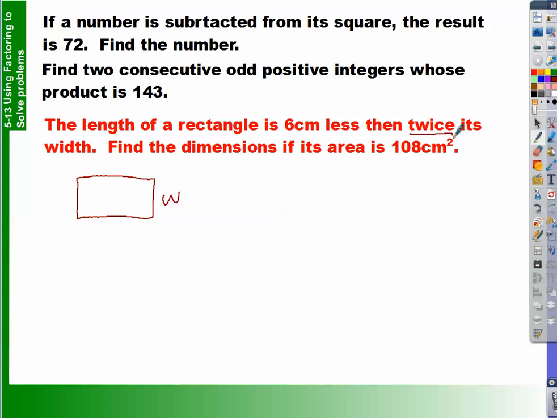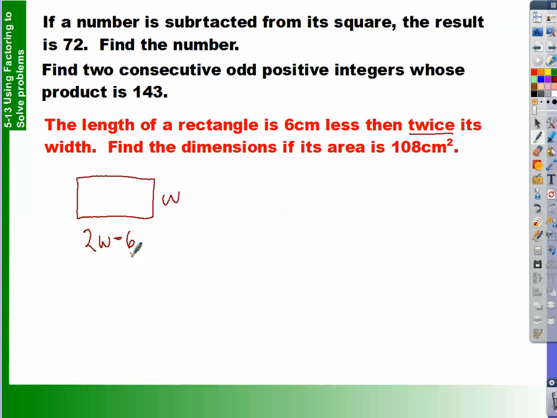If something is twice, what are you doing with it? Aiden? 2W. So you're multiplying. Twice is multiplying by 2, and 6 less than twice, then minus 6. So we have 2W, that's twice the width. And it says 6 less than twice, so that's minus 6.